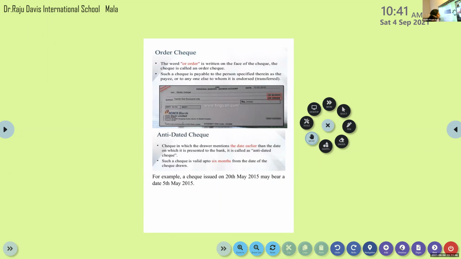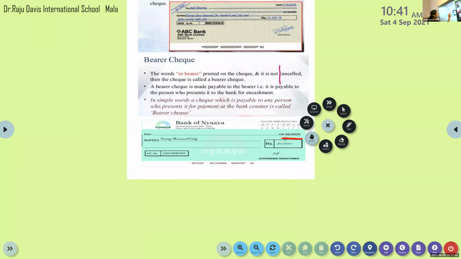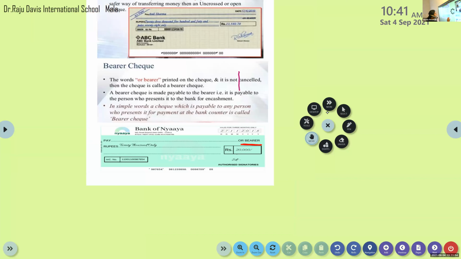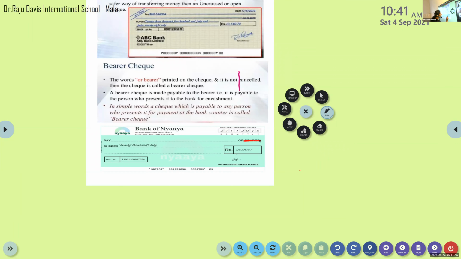Order check. So in order to remove the risk factor of this bearer check, what I'm going to do, I'm the one writing the check, okay? I will cut the word bearer and I am going to write the word order here. Order. This means that I, the account holder, whoever signs it, I'm going to sign here, okay? Whoever signs it, that person is ordering the bank, "Bank, you should make payment only to Sayuja." This is an order check.